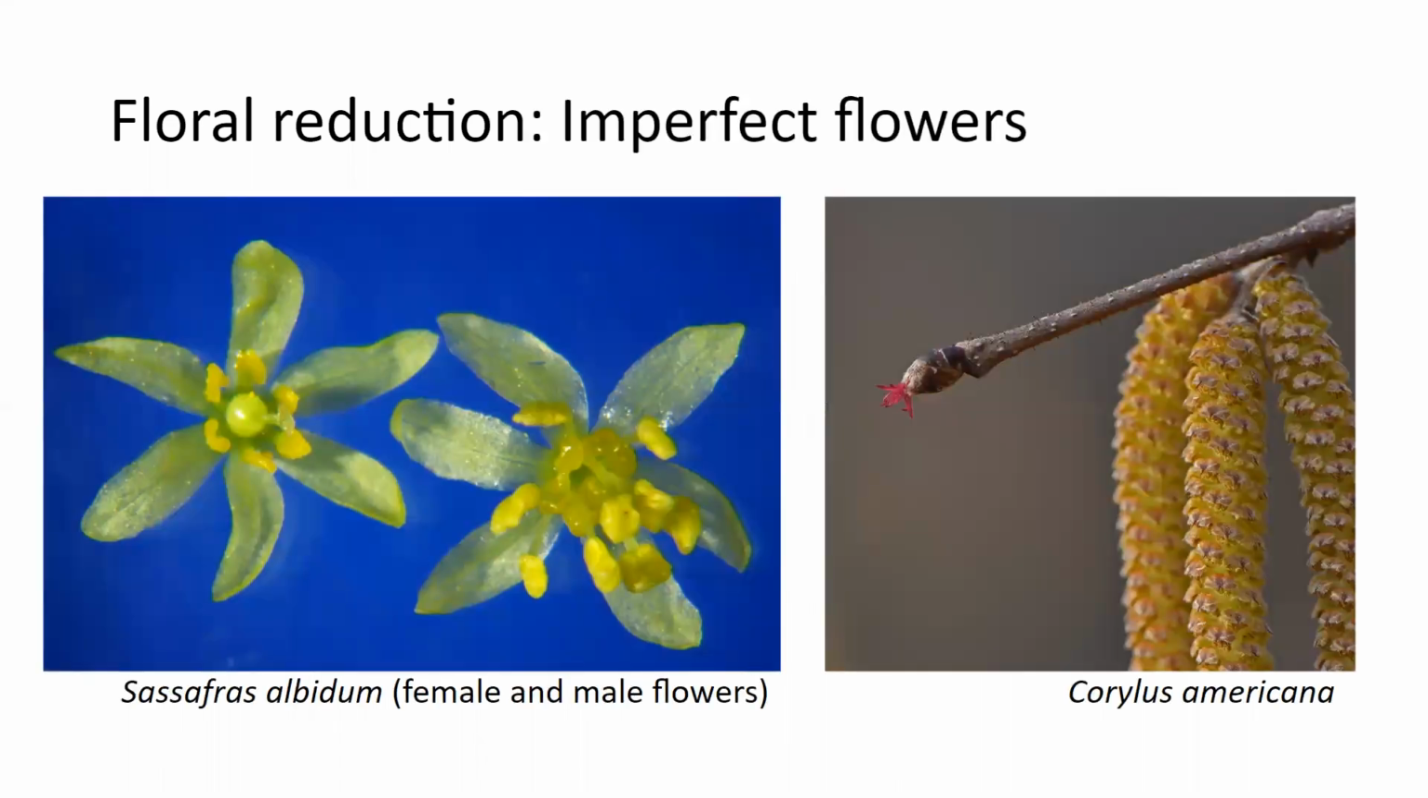Some examples here, so you can look at these imperfect flowers. On the left side, you can see these are incomplete and imperfect flowers for Sassafras albidum, which is in the Lauraceae, one of the more primitive plants. On the left, you can see the female flowers because you can see the carpel there that's exposed. And then on the right, it looks like mostly male flowers.